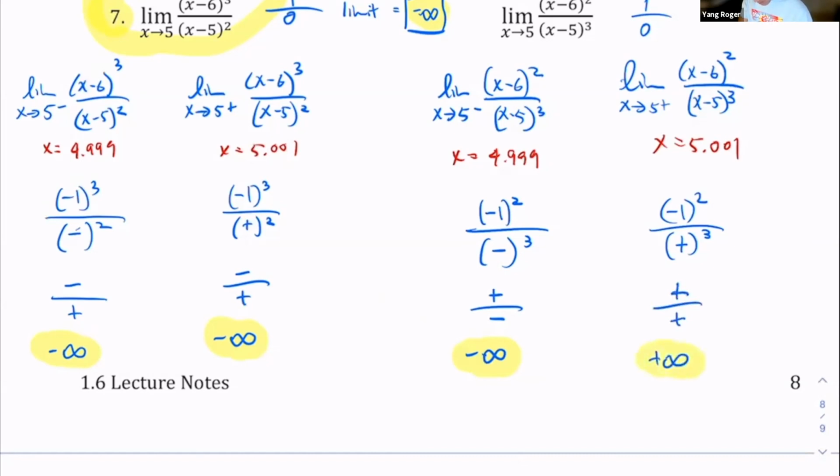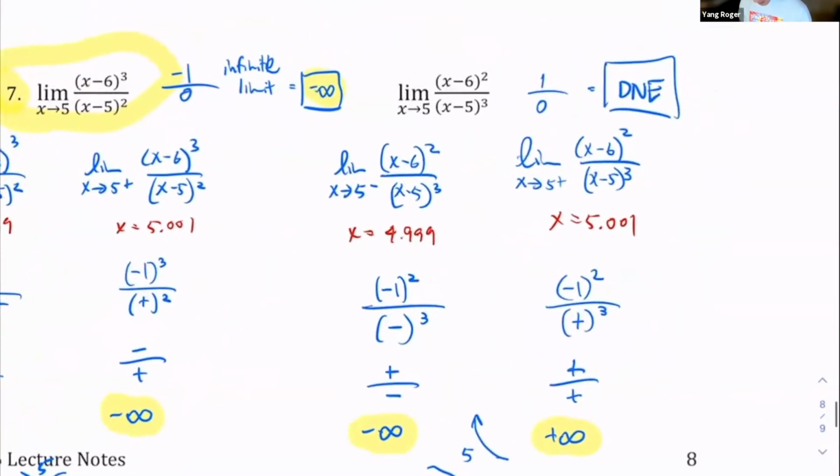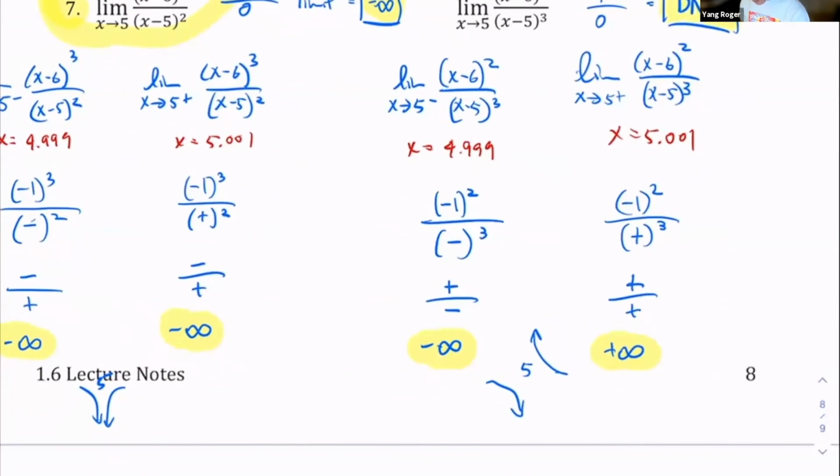So you get two different numbers. For the first one on the left here, both sides were going to negative infinity as you're at 5. But here, you're going to negative infinity in one direction and positive infinity in the other direction. So the net result is that this guy does not exist. Okay. Does that make sense, everyone? Any questions?